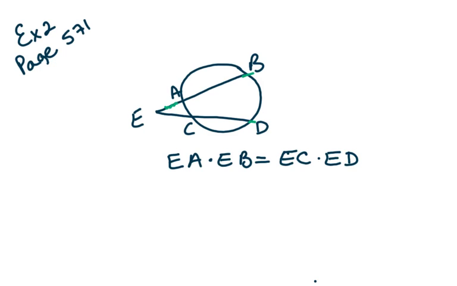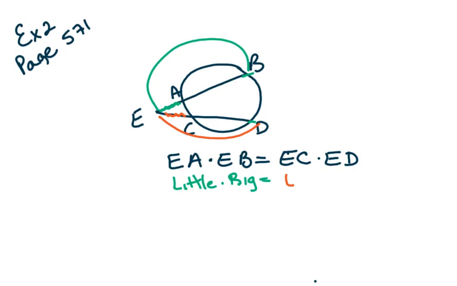What you do is you say, this, the little baby green, times the whole green, is the same as the little tiny red times the whole red. So I just say, little times big equals little times big. I know it's not a very mathematical way, but that's what you do. All right, let me give you an example of that.